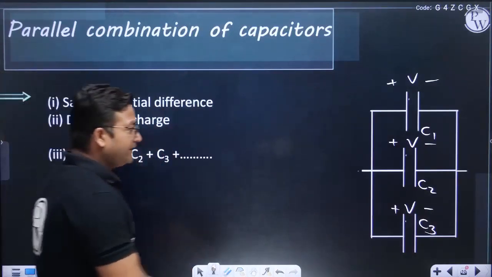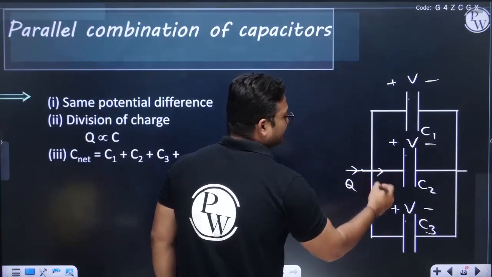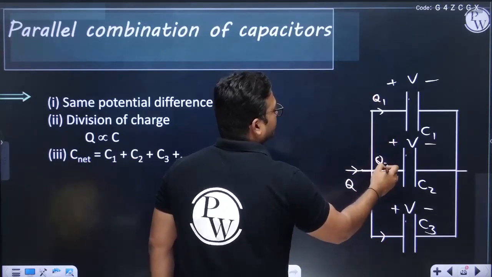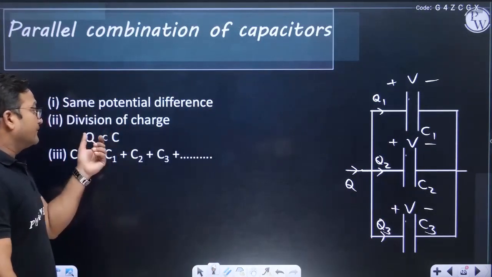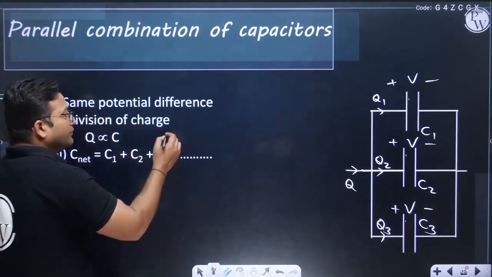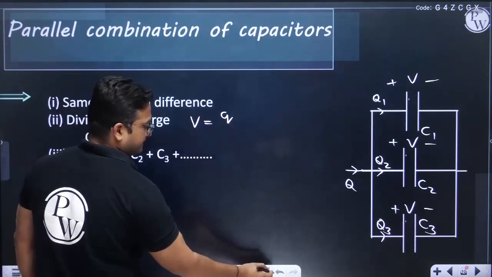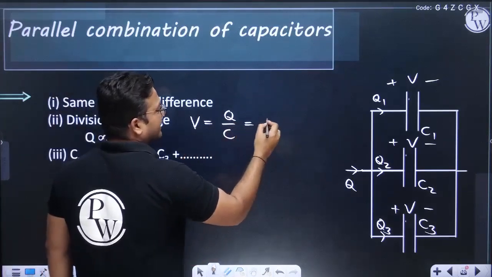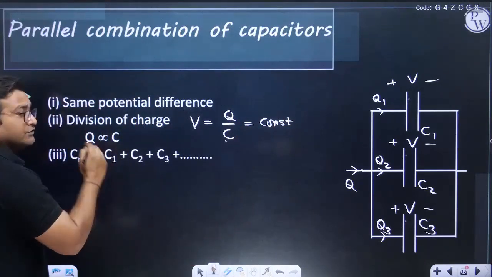Division of charge means if charge Q goes from here, it will be split into three parts, let's say Q1, Q2 and Q3. And division of charge is according to Q proportional to C. How? As potential is the same and potential is written as Q by C, if potential is the same, you can write Q by C as constant. And if Q by C is constant, Q will be proportional to C.